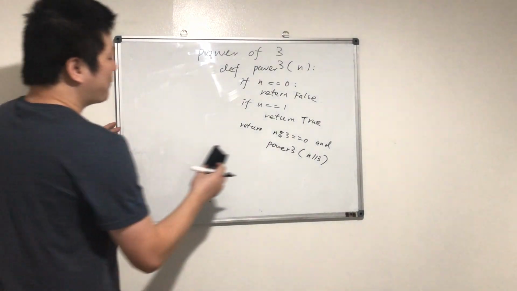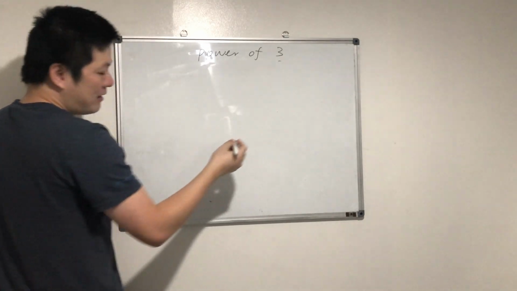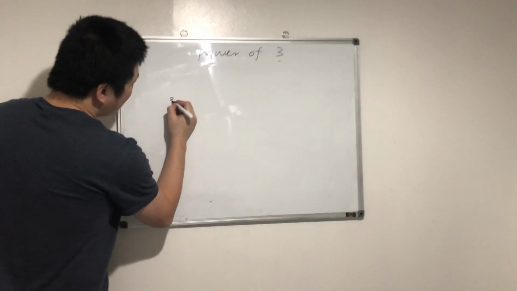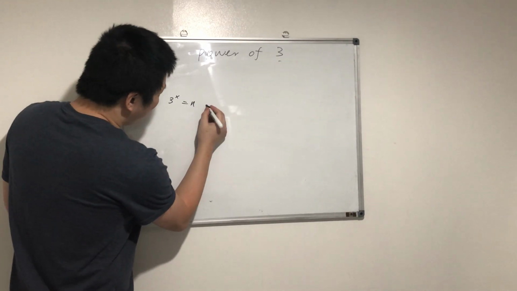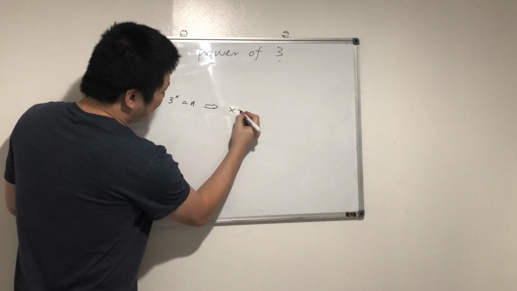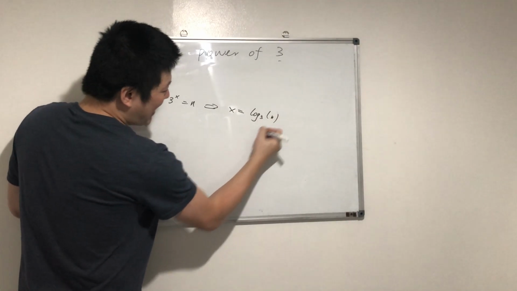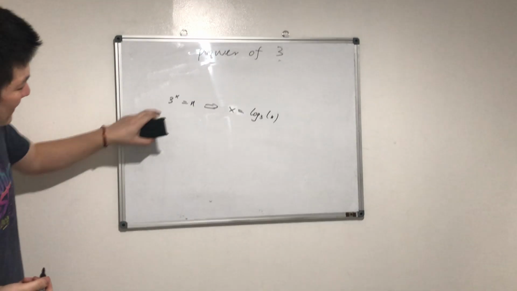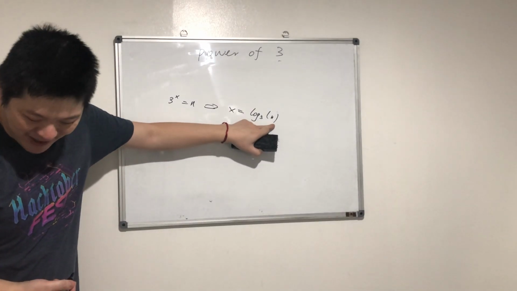How about, look, Eric, 3 to the power of x equals n, right? So how can we write it? We can write x equals what? Log base 3 of n, right? 3 to the power of x equals n, and x is log 3 n.